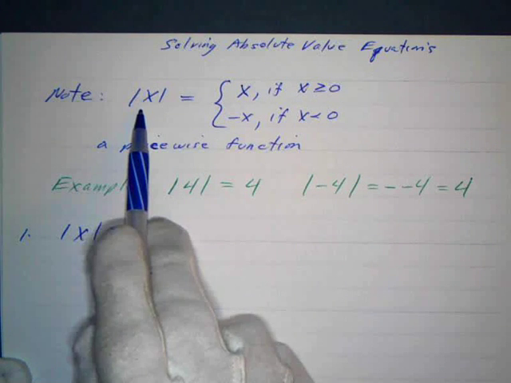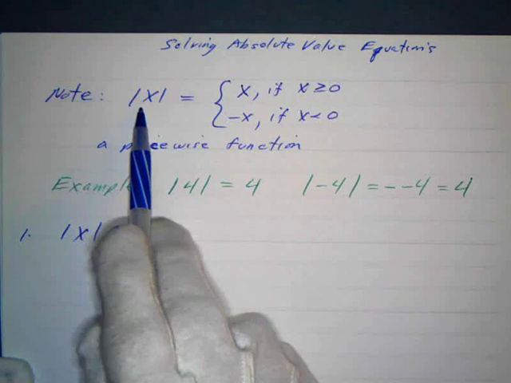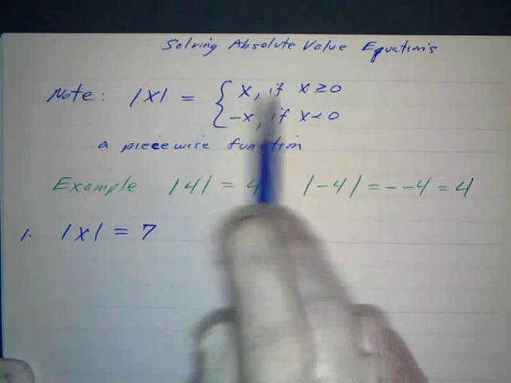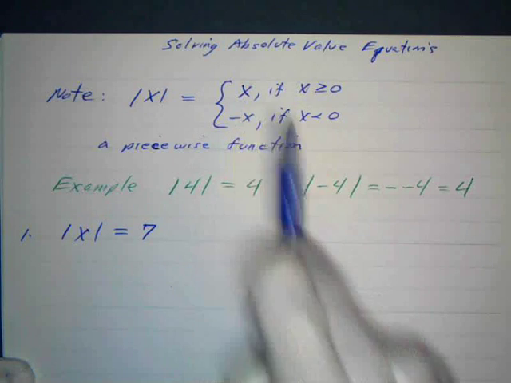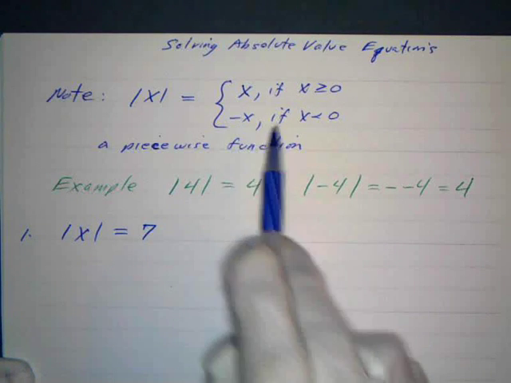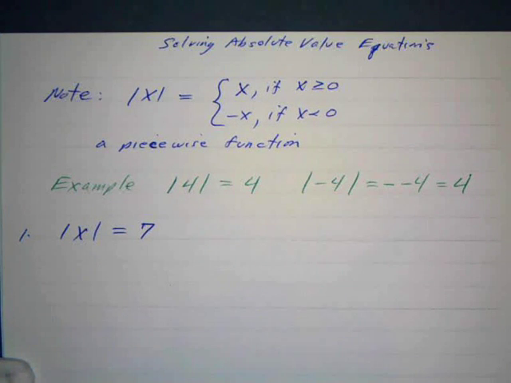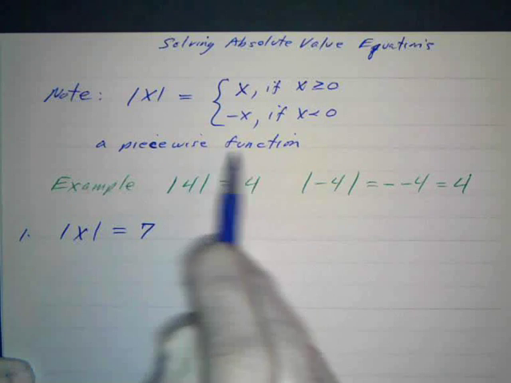The absolute value of x, and this is the formal definition that we use in higher mathematics, it's equal to x if x is greater than or equal to 0. That means if x is positive, it's just equal to x. It's equal to negative x if x is less than 0. So here's what we call, again, a piecewise function.